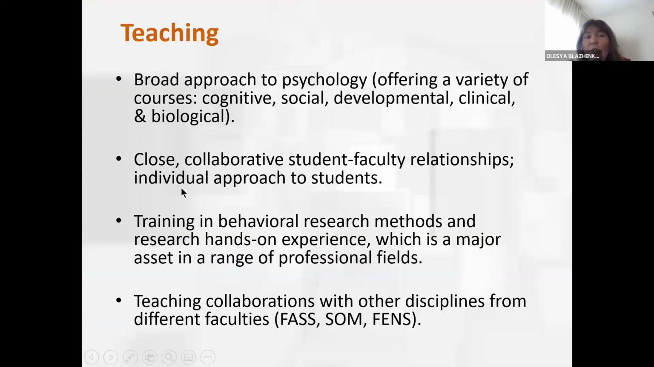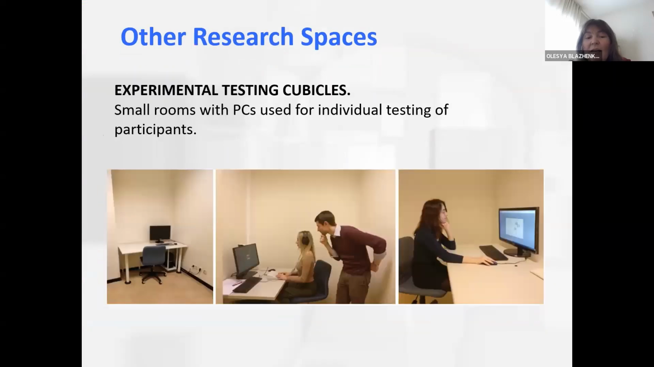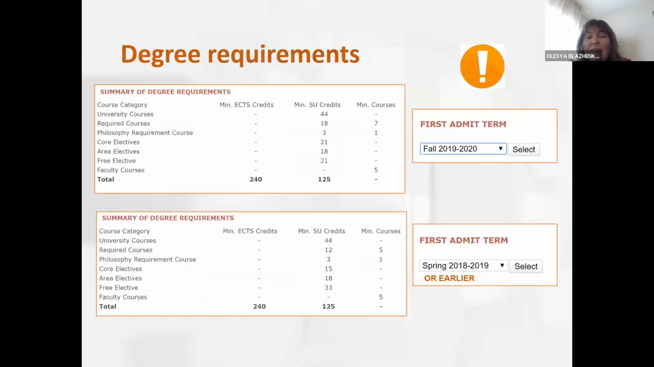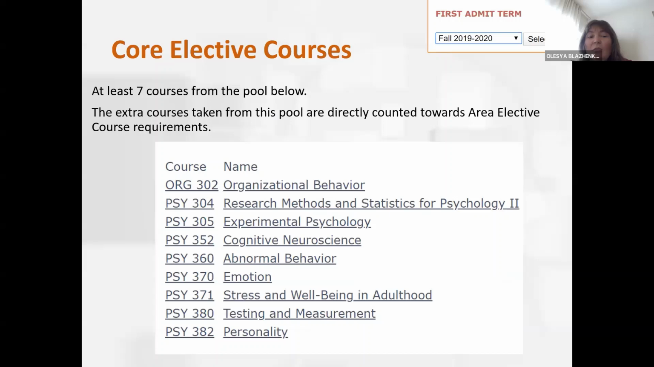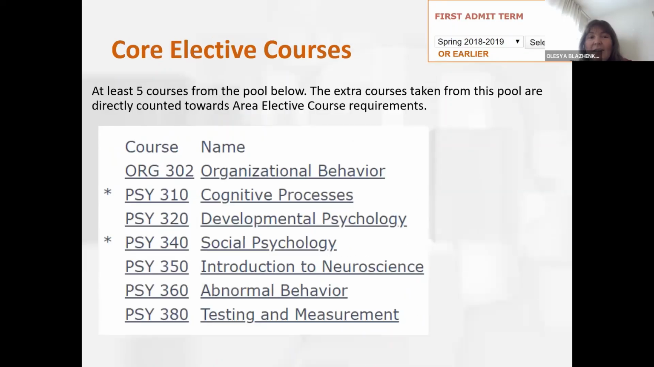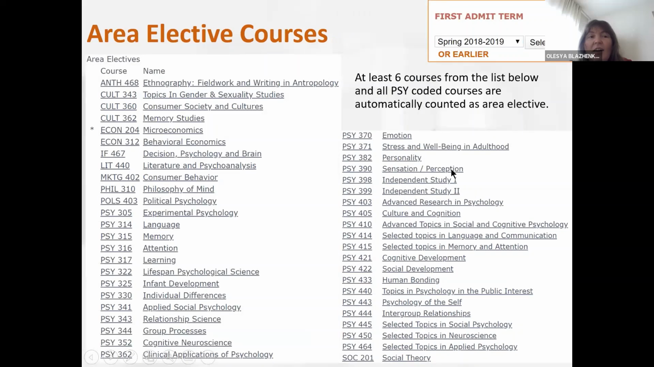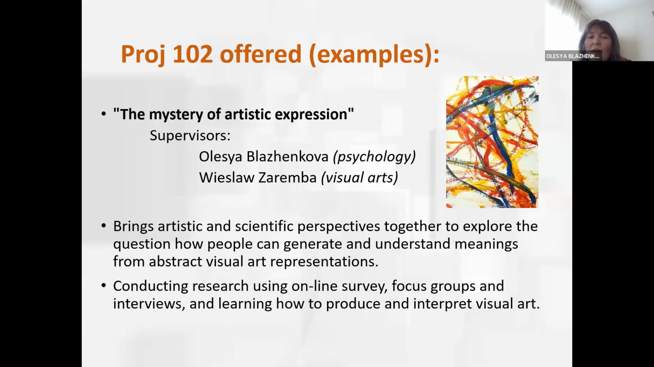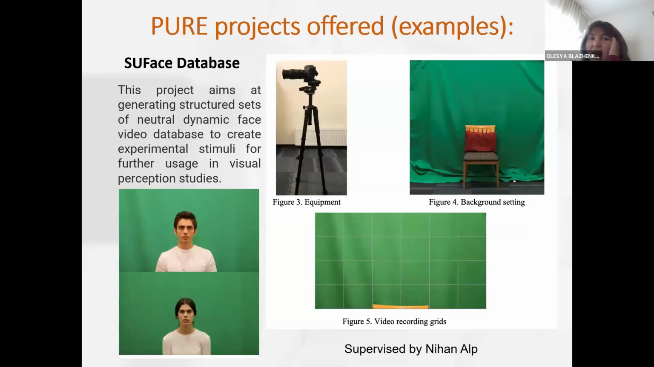In this presentation, if you watch the video, you can see that we have lots of equipment and a variety of research labs where we conduct our experiments. You can also see the degree requirements, and you can notice that we have different degree requirements for those who were admitted after 2019 and before that. I think we improved our curriculum and our requirements make more sense now. You have lots of courses to select from. We have core elective courses, a variety of area elective courses covering very different fields of psychology, and we also offer project courses, peer projects. So you can be engaged in research by participating in these project courses and peer project courses.